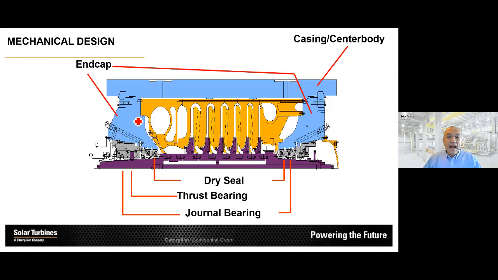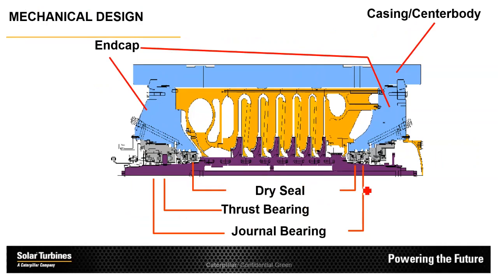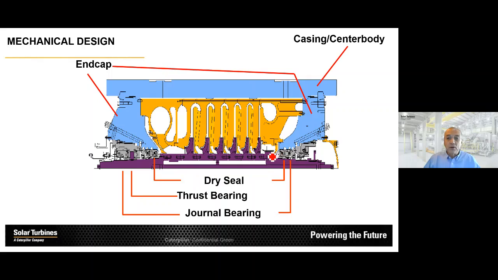To prevent the gas from leaking along the compressor shaft, I have dry gas seals on either end. The residual axial thrust, remember we had talked about the balance piston, is covered by a thrust bearing. And then we have two journal bearings that carry the compressor shaft.